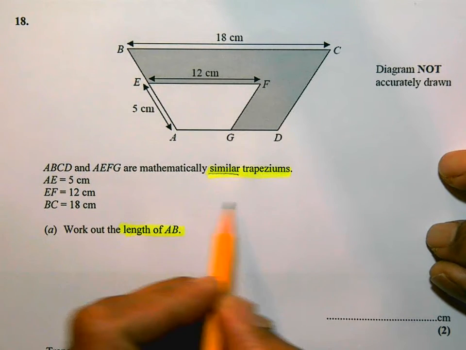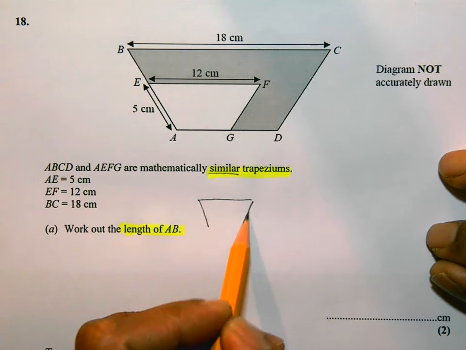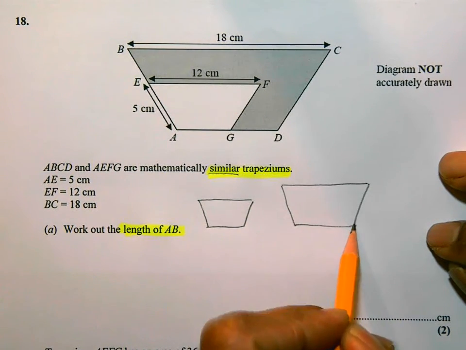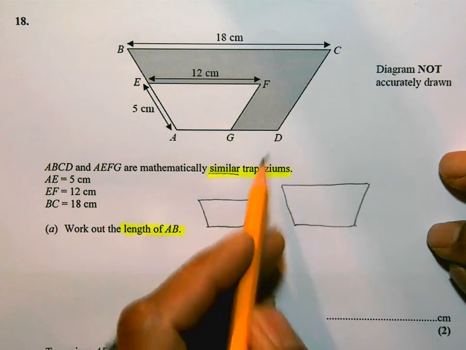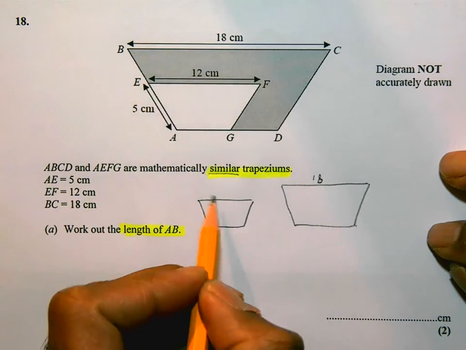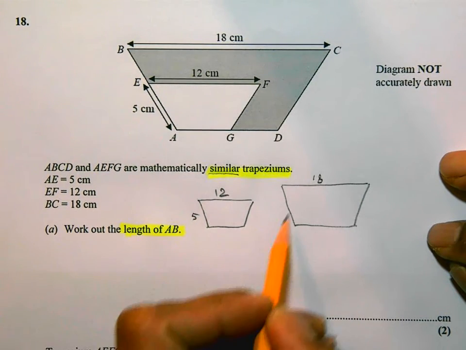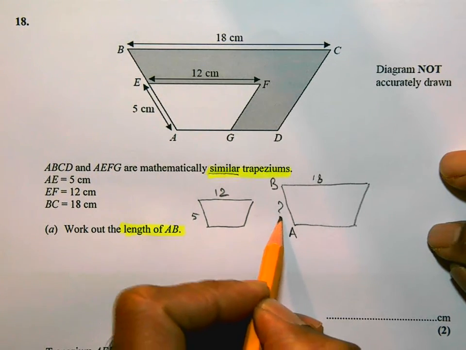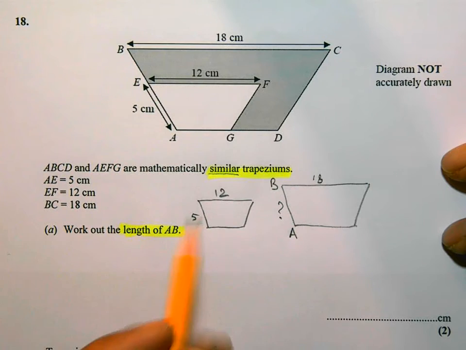Okay, so I'm going to break this question up. I'm going to draw two trapezium. I'm not going to make it a work of art, but I'm going to split those two trapezium up. This one, AEFG, and ABCD. We know this is 18 in the big one. This is 12 in the small one. I know this distance here is 5, and this is AB in the big one, which I want to work out. That's what I want to work out. And now it's a bit more apparent of exactly what I need to do.